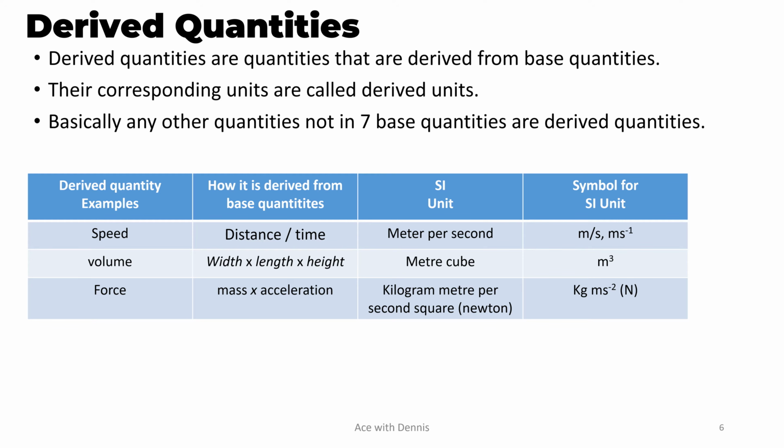Then volume, for example, the volume of a cuboid is width times length times height. The SI unit is meter cubed, and symbol for SI unit is m^3. Then force, we know that F equals ma. SI unit is kilogram meter per second squared, or more commonly known as Newton. As symbol for SI unit, kg m s^-2 or capital N for Newton.